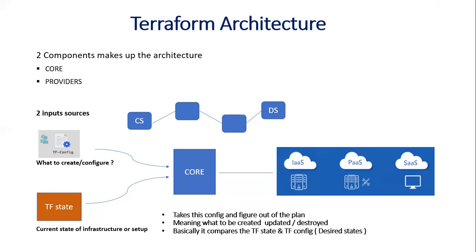Exactly, Rupert. So when you talk about the plan, when you talk about the core, what the core does is check your current TF state. The TF state shows the current state of your infrastructure, and the TF config is your code where you have written what your infrastructure is to look like. So this particular area is called plan.